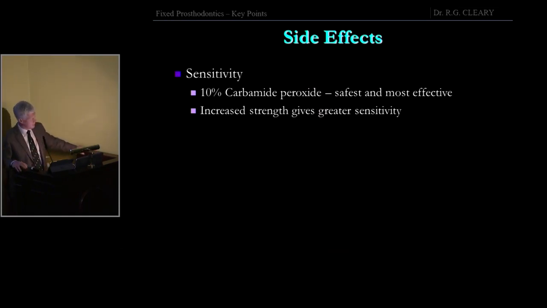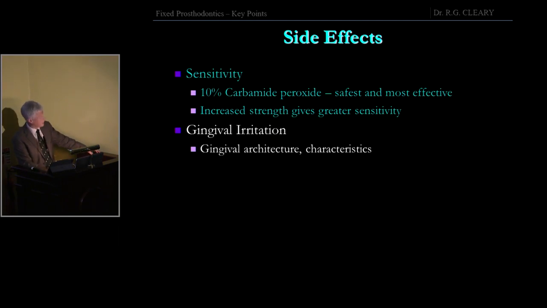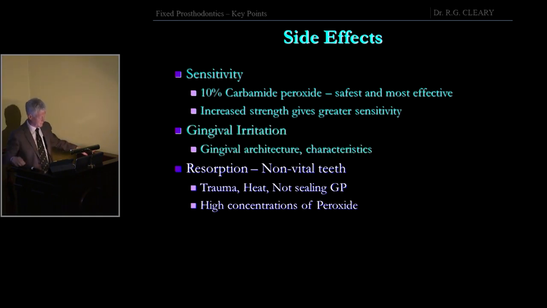And basically, Dr. Haywood is saying 10% carbamide peroxide is the safest and it's the most effective. So why would we use anything else? Increasing the strength of the peroxide gives the risk of greater sensitivity. So again, that previous girl, 10% carbamide peroxide for about 8 or 9 nights allowed her to go to the ball and be happy. Gingival irritation, if it happens, is usually due to the biotype of the gingiva, and if we have a thin biotype, we're more likely to get irritation of the soft tissues than not. And similarly, if it's got an exaggerated papillary style, similarly.